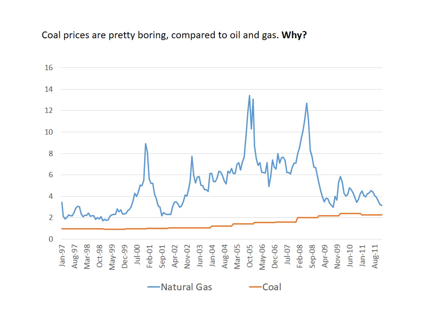Now, coal obviously is much more stable, and that's because we have a greater supply, greater ability to store fuel. A big part of why natural gas is more volatile is because storage capabilities for natural gas in the United States are much more limited.